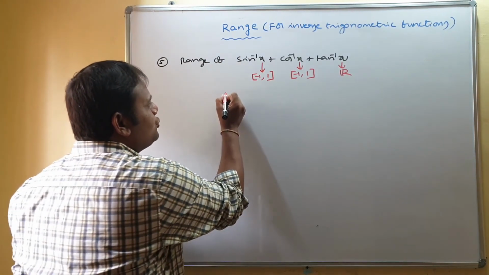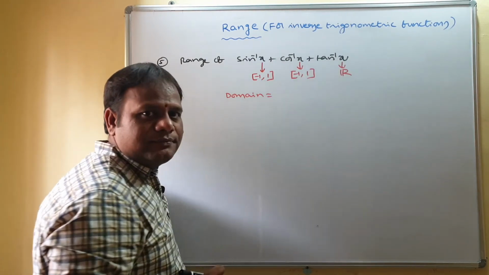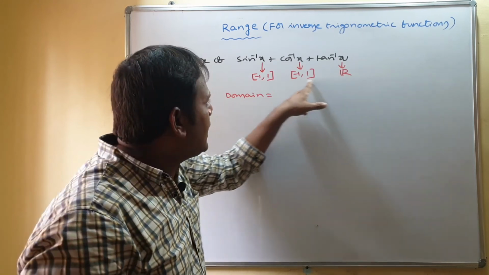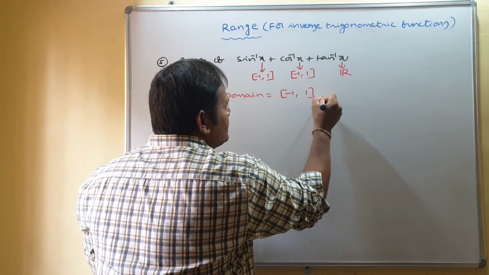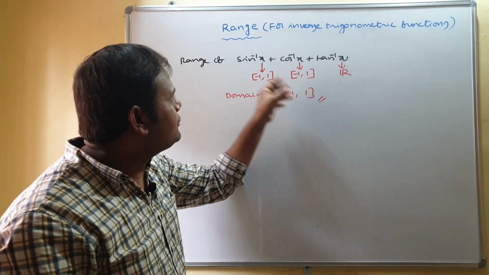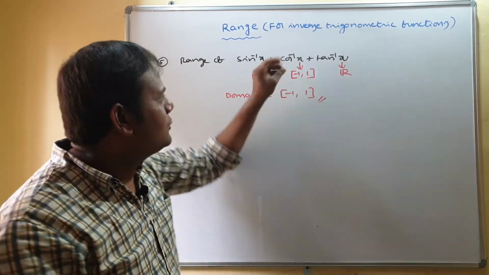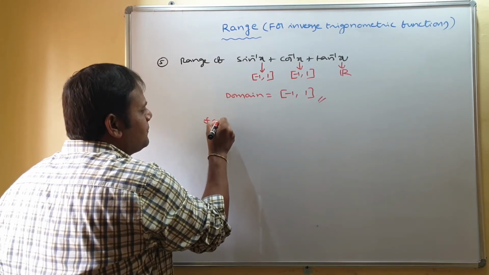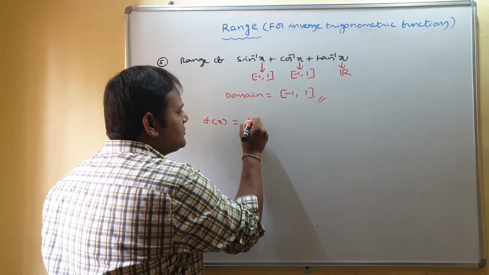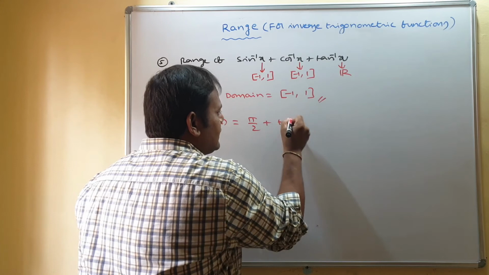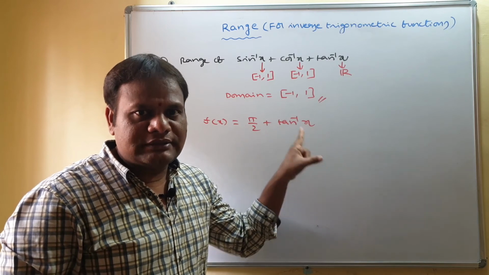Now, what is the domain of the function? That is the intersection of all the three. So, the part common to all three is closed minus 1 comma 1. So, what inputs are we going to give this function? The values from minus 1 to 1. Is it? Okay. Now, the given function becomes f of x equal to, what is sin inverse x plus cos inverse x? It is pi by 2 plus tan inverse x.